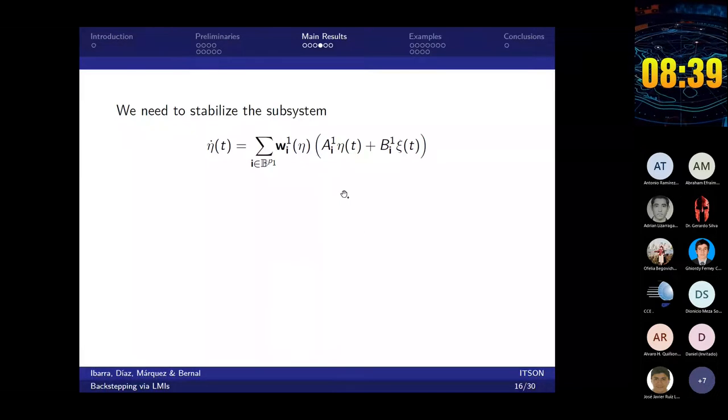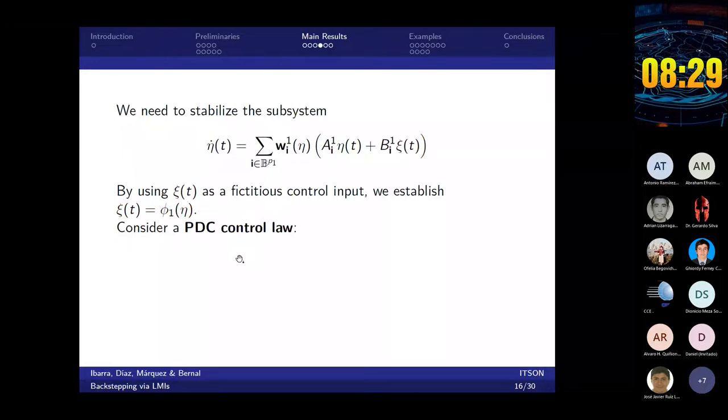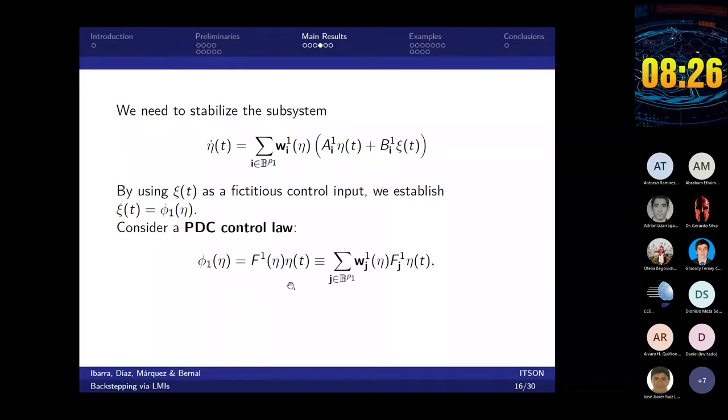Now, we need to stabilize this subsystem. We can do it by taking ζ as a fictitious control input. And this can be done, like we saw in the preliminaries, with a PDC control law, as the one shown below here. We just need to find the gains F. And once we do this, we can establish this subsystem.